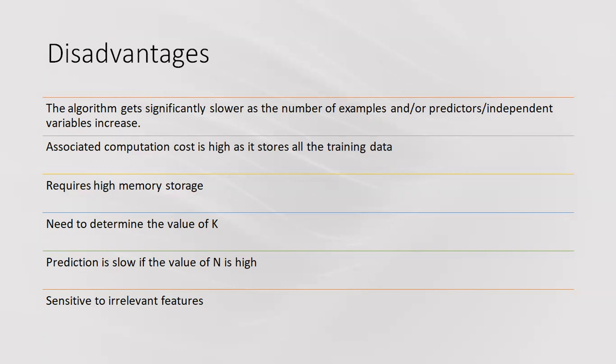Prediction is slow if the value of N is high. It is sensitive to noisy data, missing values and outliers. K nearest neighbor is sensitive to noise in the dataset. We need to manually impute the missing values and remove outliers. It is also sensitive to irrelevant features.